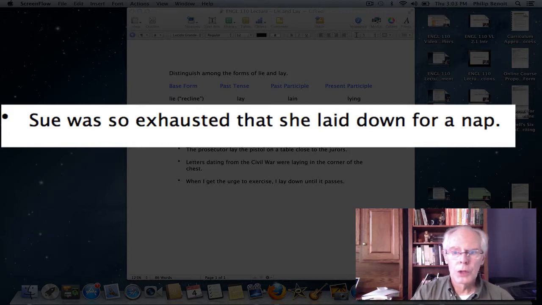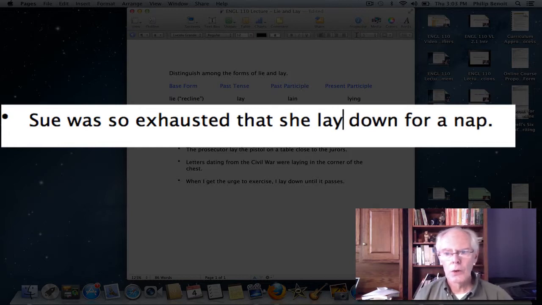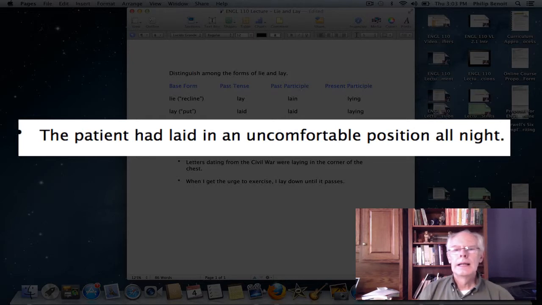So Sue was so exhausted that she lay down for a nap, L-A-Y. That is correct. Doesn't always sound correct. It doesn't always get uttered as correct, but that is the way we need to do it when we write sentences in order to be correct and not distract our reader. Okay, let's look at the next example, similar. The patient had laid in an uncomfortable position all night.